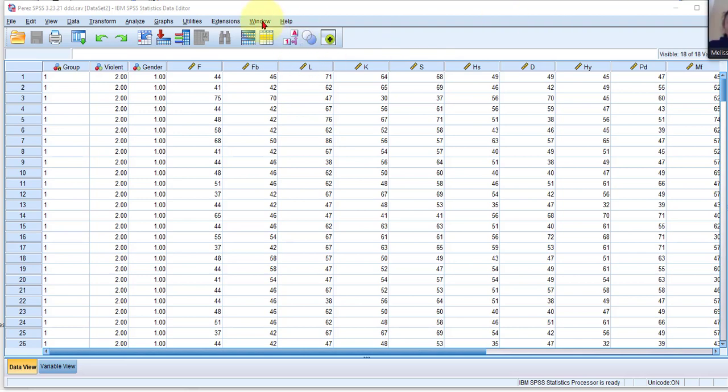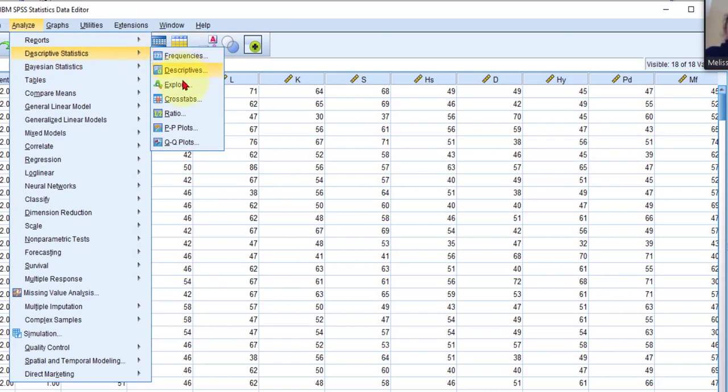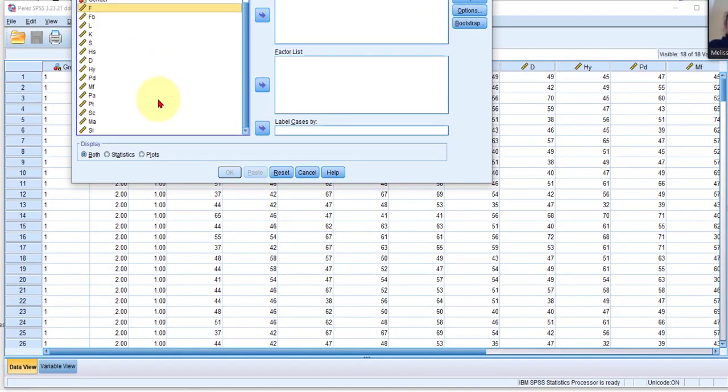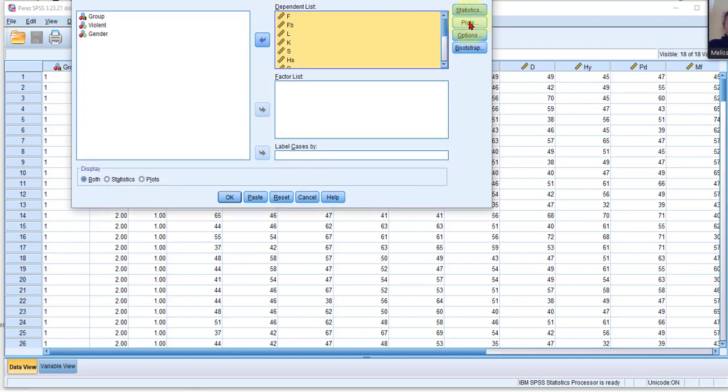So we were checking for normality on the DVs, which means all the F and the FB, all those guys. We're going to go to Analyze, Descriptives, Explore. We're going to kick them all in at the same time. Scroll down, hit the Shift key. We're going to go through Dora, the Explorer. We're going to go to Plots.